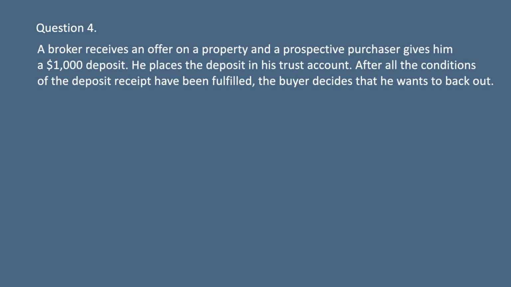Question 4. A broker receives an offer on a property and a prospective purchaser gives him a $1,000 deposit. He places the deposit in his trust account. After all the conditions of the deposit receipt have been fulfilled, the buyer decides that he wants to back out.